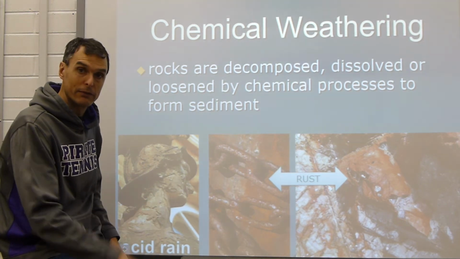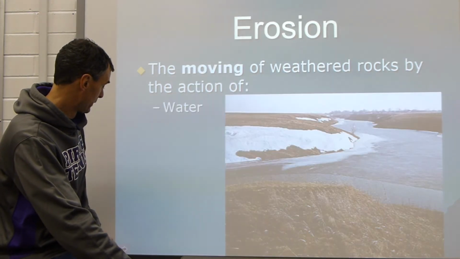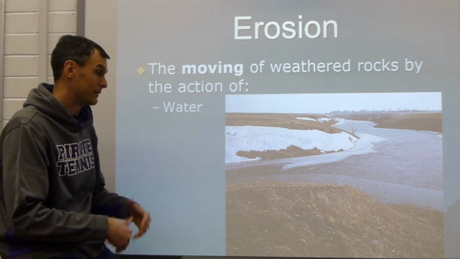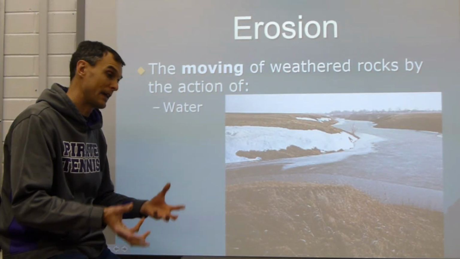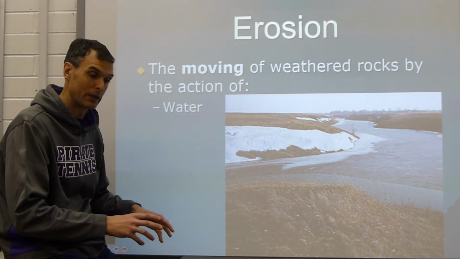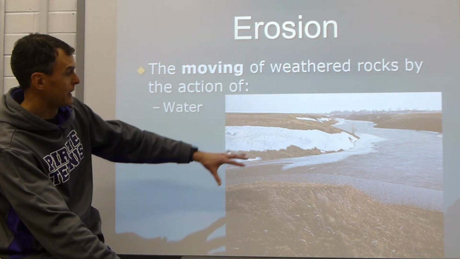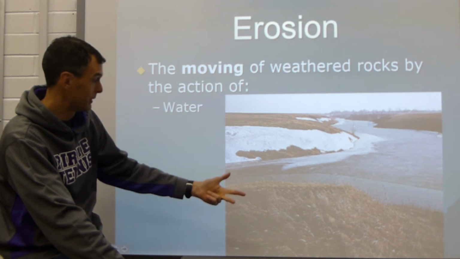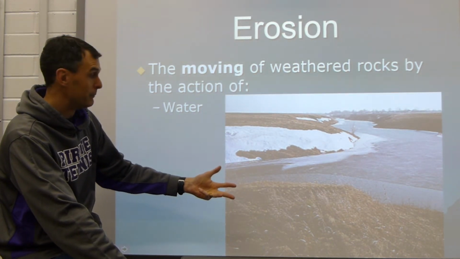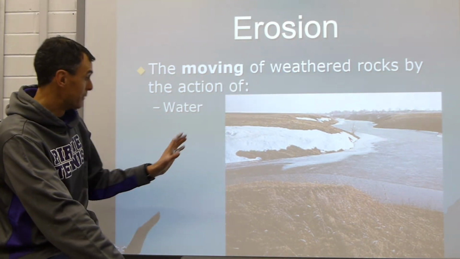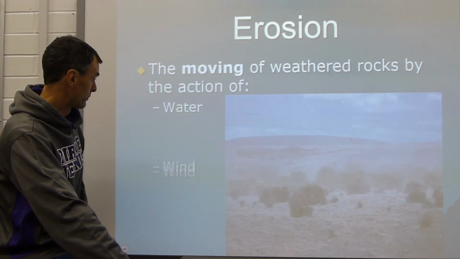So the other type of process we're going to talk about next, which is erosion. This doesn't involve breaking down. This happens after weathering. So weathering happens first, breaks rocks down in small pieces, and erosion is the transport of those rocks. So this can happen by water. So we're talking about rivers, creeks, streams, the ocean, lakes, etc. Can move then those particles of rock.